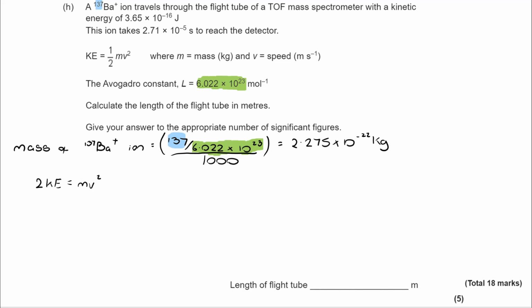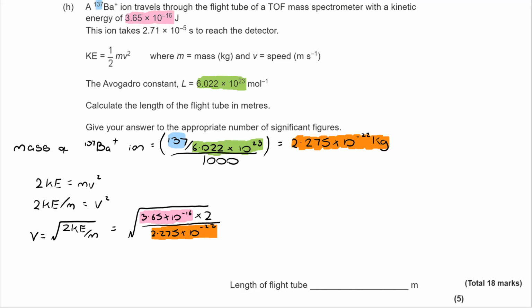Now from there, I can take my KE is half mv squared and I can start to rearrange it. I want v, so I get v is root 2KE over m. And again, I can start to put those figures in. 2 times kinetic energy. Well, kinetic energy was provided. I've highlighted that in pink. And we are dividing by the mass that we've just calculated that I've highlighted in orange. And that gives me a velocity, 5.6646 × 10^4 meters per second.